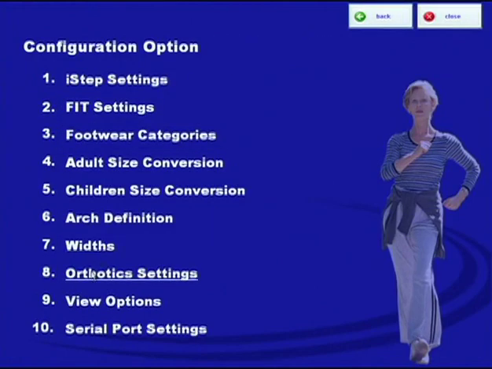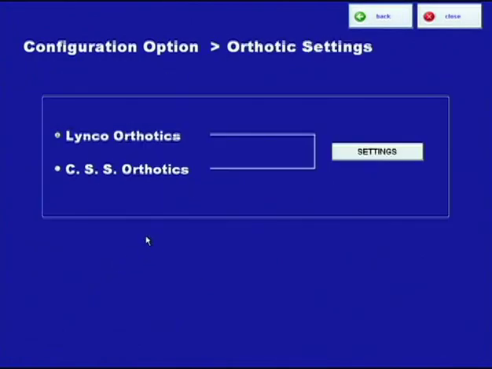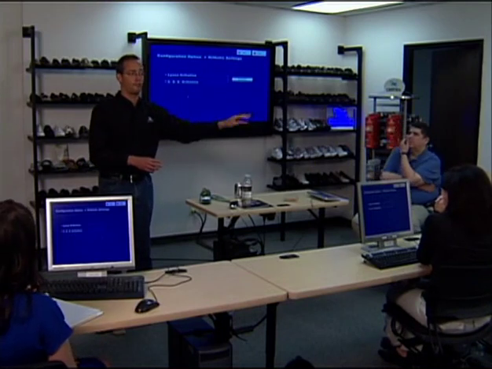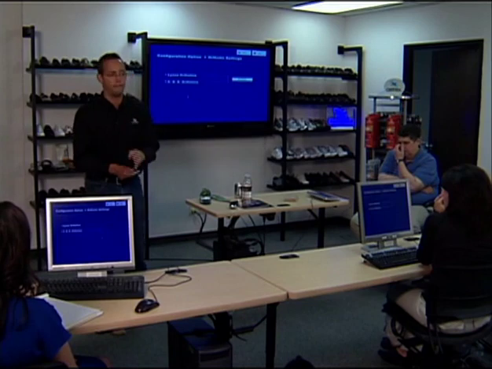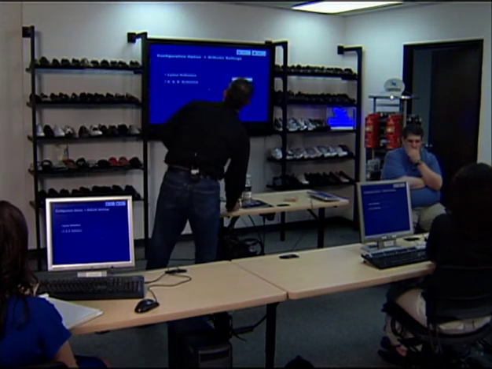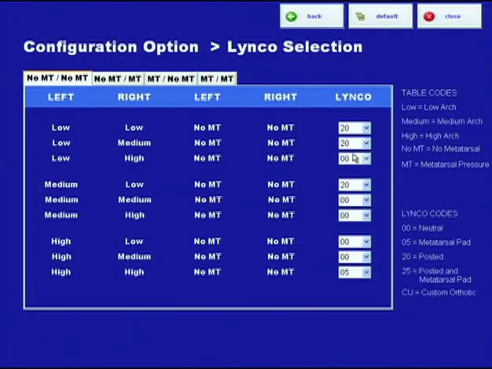So we now go to orthotic settings, and we'll briefly cover both. Now, this is how the machine determines which linko, not the linko category, meaning sports, casual, golf, dress, but which linko style within the category we recommend. So this isn't about the L4 versus the L3 or L2 series. This is about whether it's a 420 or a 405 or a 400. So let's click on linko settings and talk about it for a few minutes.